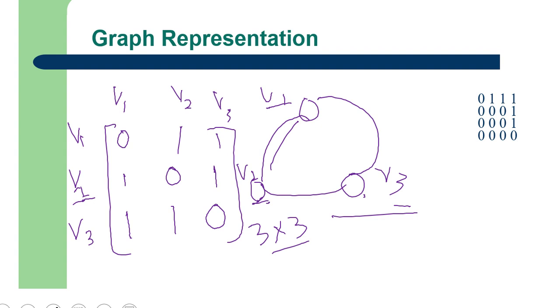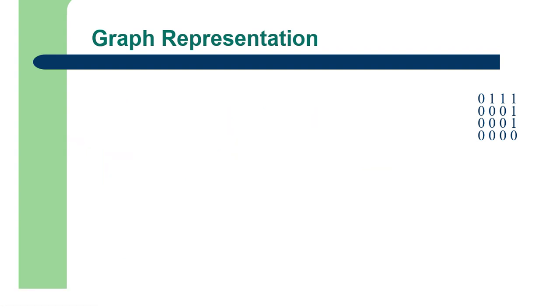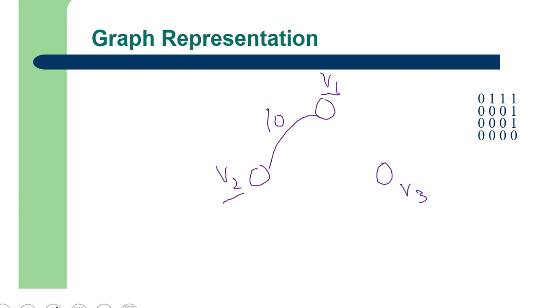If the graph is a weighted graph, for example, if the cost is written on a graph, say the graph has vertex v1, vertex v2 and vertex v3, and this graph has a cost associated with each edge. For example, the cost from vertex v1 to vertex v2 is 10. The cost to move from vertex v2 to vertex v3 is 8. And from v1 to v3, the cost is 5.